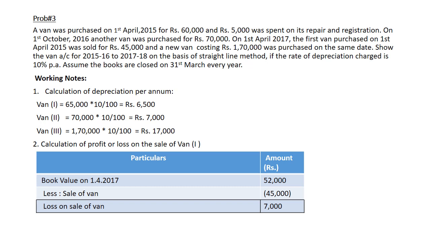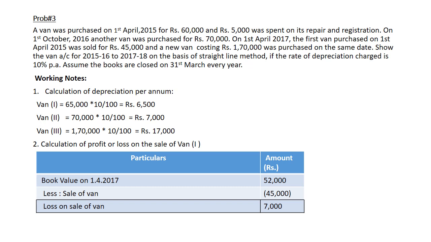Show the van account for 2015-16 to 2017-18 on the basis of straight line method, if the rate of depreciation charged is 10% per annum. Assume the books are closed on 31st March every year.